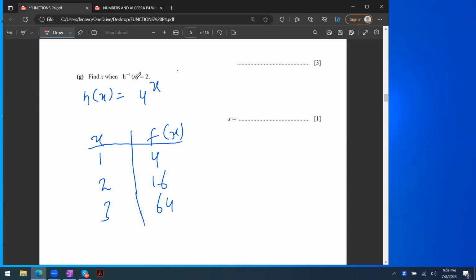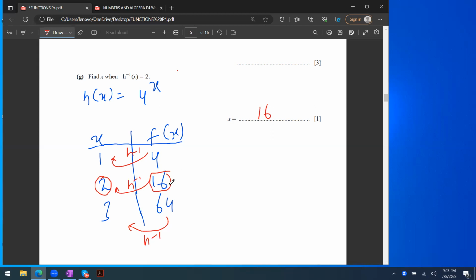Now, see, h inverse of x. What does h inverse function do? H inverse is taking the answer and giving us the x value. That is what h inverse function does. It takes the output and it gives us the input. So now it says 2 is the answer. 2 was the x value. What was on the right side? It is 16. So the answer is 16 because 4 raised to power 2 is 16. 2 was on the left side. So h inverse value will be 16.